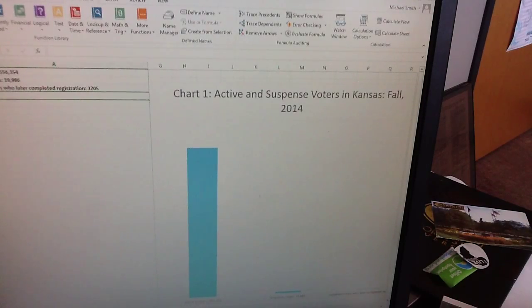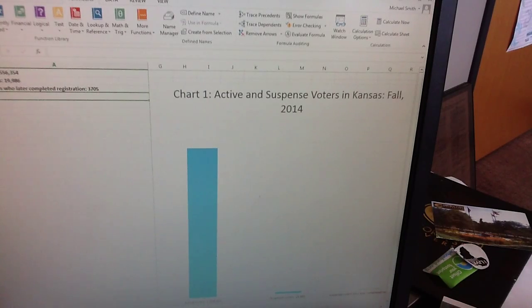All right. As you can see, suspense voters make up a fairly small percentage of the total. The column on the left is all voters. This is suspense voters, and this bar, which is so tiny you can barely see it, is suspense voters that completed their registration. So our overall voter list had 1,710,316 names, and our suspense voter list had 23,691 names. That means that the combined list includes about 1.3% suspense voters.